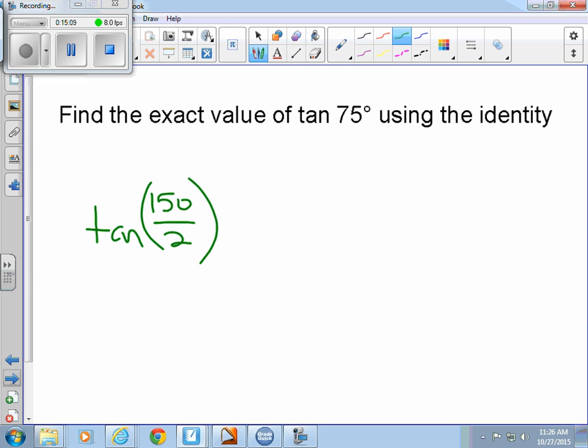Okay, your tangent of 150 over 2. Which of the 3 identities do you want to use? The one that's on the sheet. 1 minus cosine of u over sine of u.